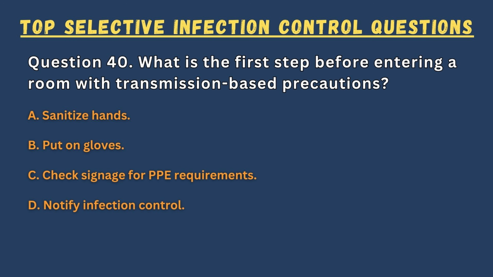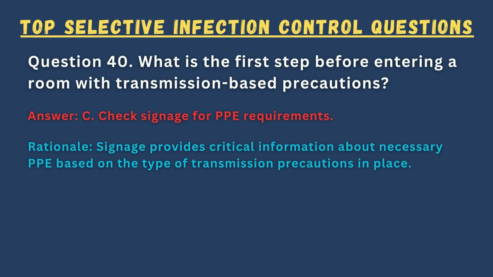Question 40. What is the first step before entering a room with transmission-based precautions? A. Sanitize hands. B. Put on gloves. C. Check signage for PPE requirements. D. Notify infection control. Answer: C. Check signage for PPE requirements. Rationale: Signage provides critical information about necessary PPE based on the type of transmission precautions in place.